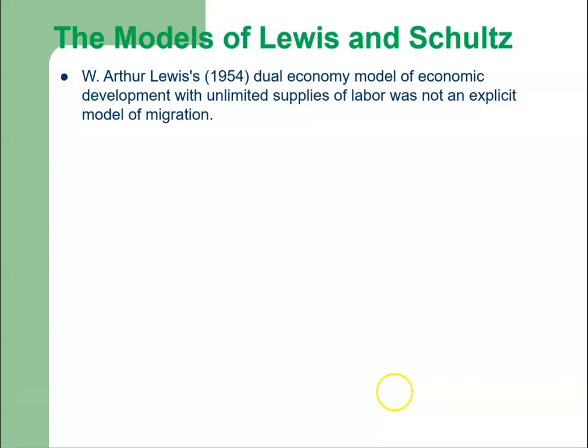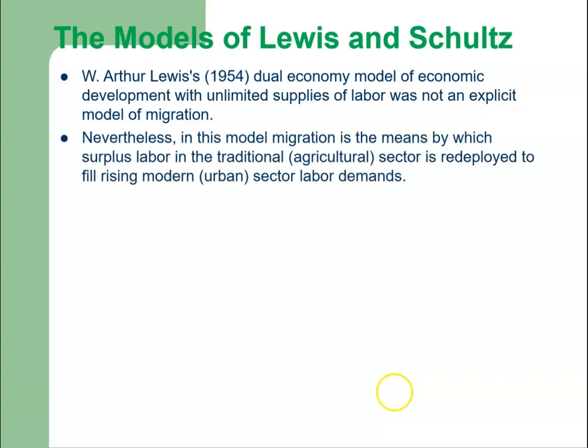W. Arthur Lewis's 1946 dual economy model of economic development with unlimited supplies of labor was not an explicit model of migration, but it also showed that migration occurs from rural to urban because of the lower wages and unlimited supply of labor in the rural areas and higher wages in the urban manufacturing sector, due to which people migrate from the rural or informal sector to the modern urban and manufacturing sector.